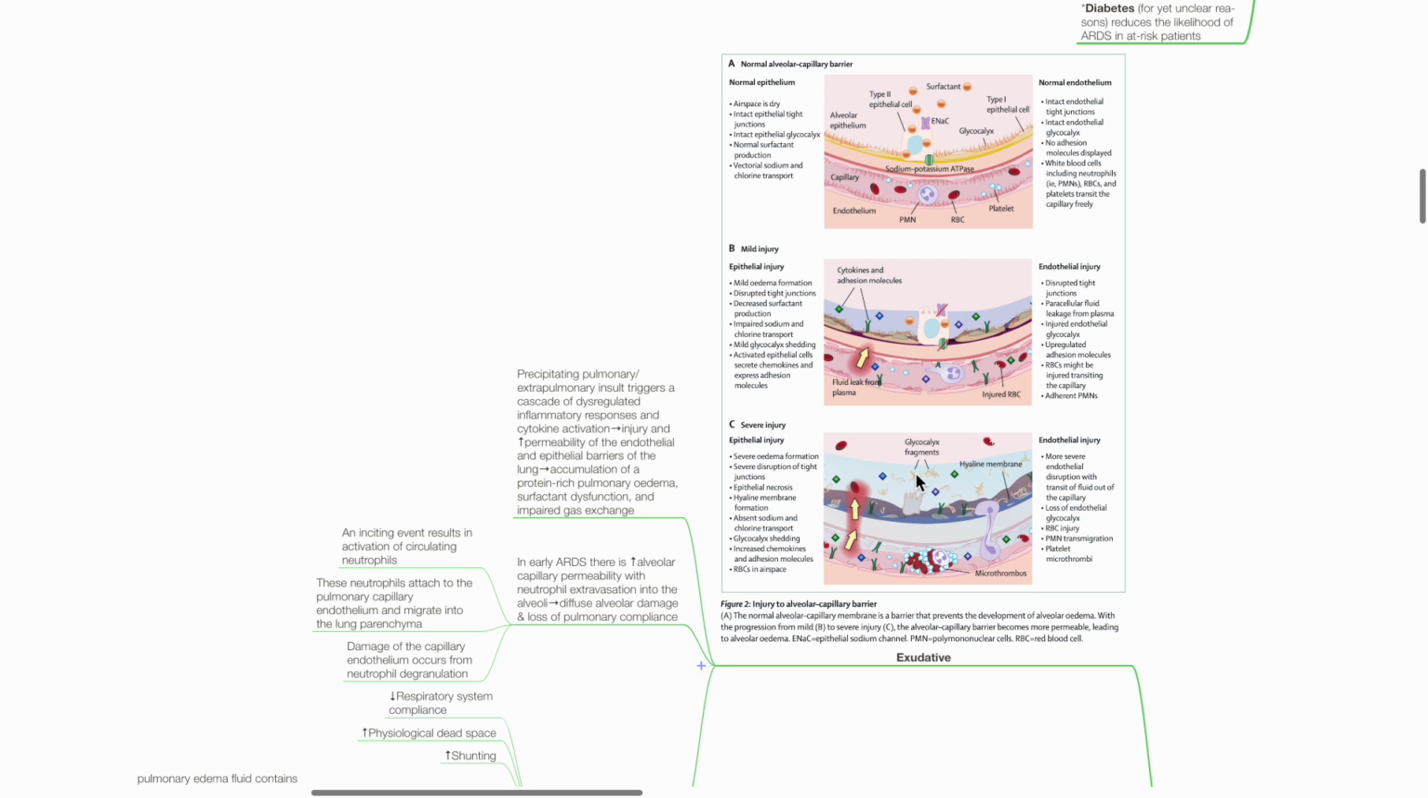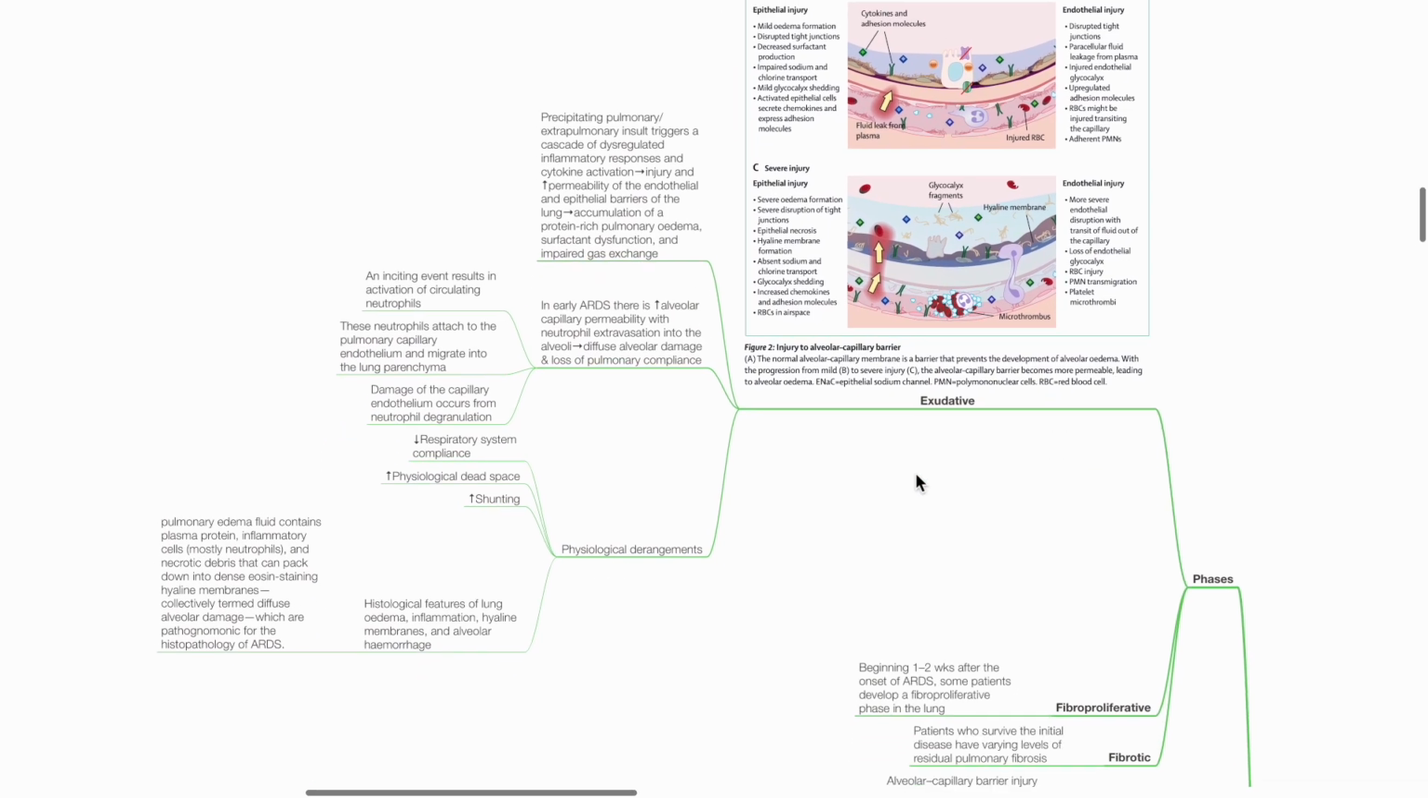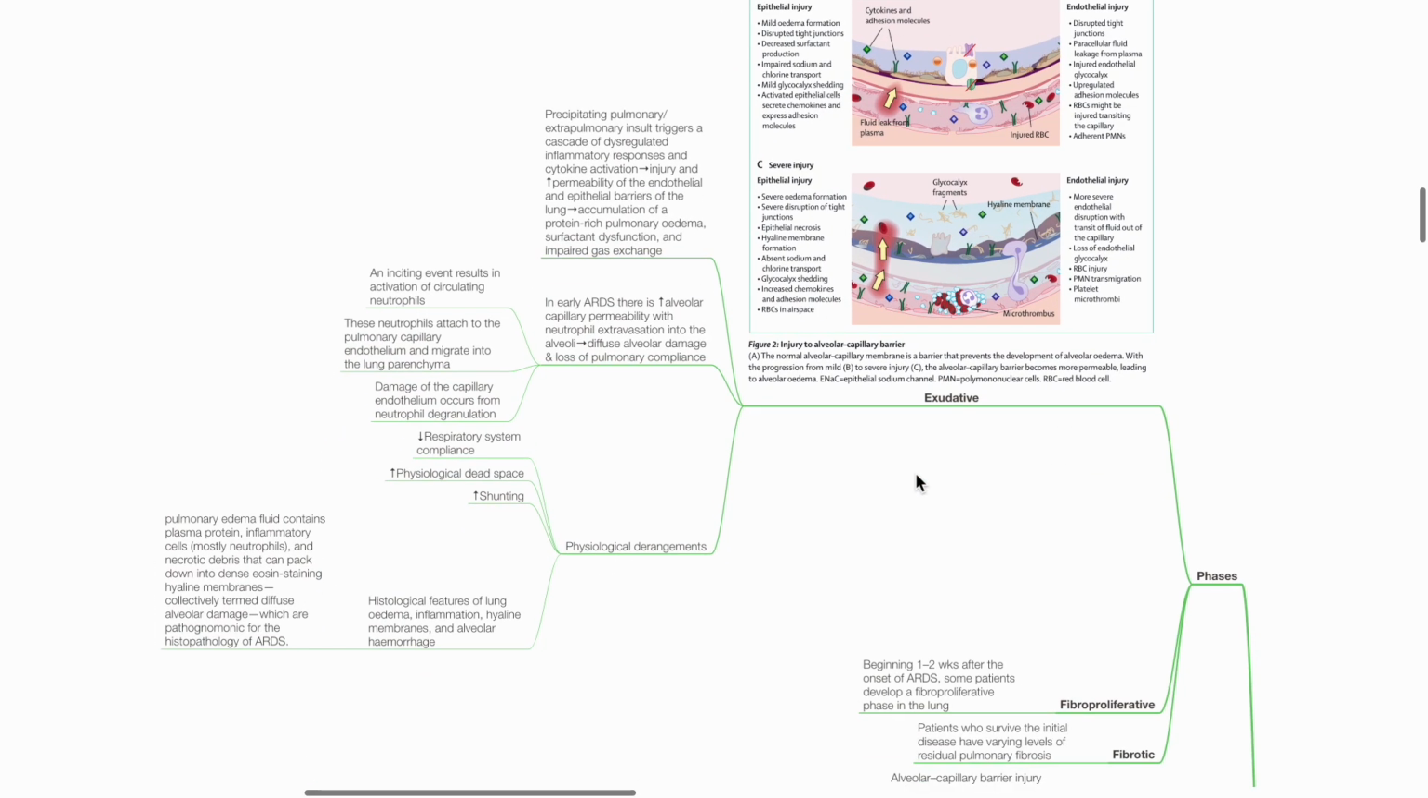In early ARDS, there is increased alveolar capillary permeability with neutrophil extravasation into the alveoli, leading to diffuse alveolar damage and loss of pulmonary compliance. This results in physiological derangements such as reduced compliance, increased dead space, increased shunting, and histological features of lung edema, inflammation, hyaline membranes, and alveolar hemorrhage.